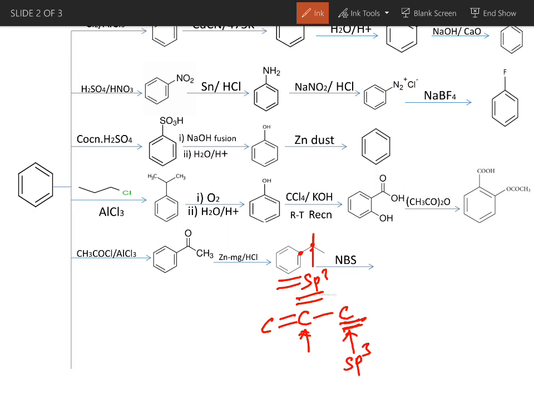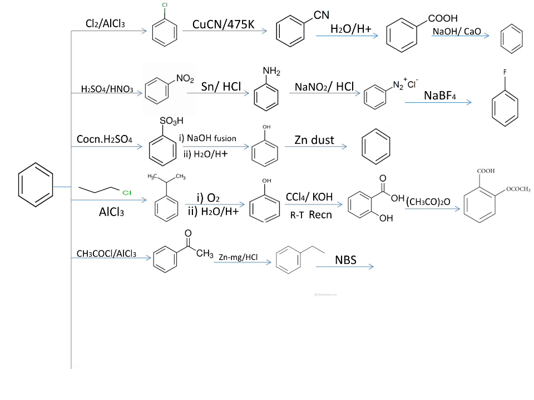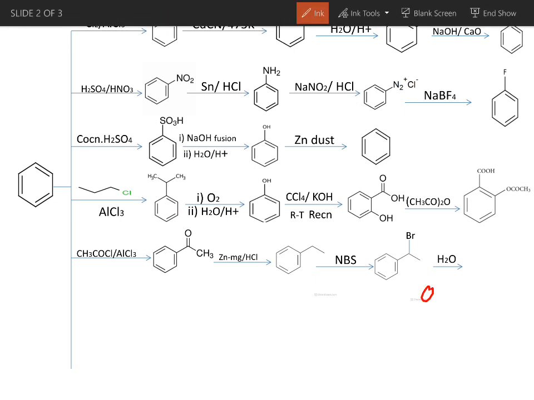Now at this position it will attach a Br, and the compound formed here will be 1-bromo-1-phenyl ethane. Next, this 1-bromo-1-phenyl ethane is reacted with water. Here water forms a nucleophile OH- and attacks on Br and forms an alcohol. So this Br will be replaced by OH and forms a compound 1-phenyl ethanol.